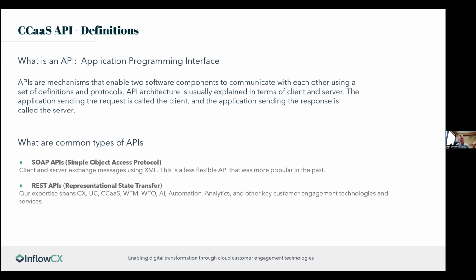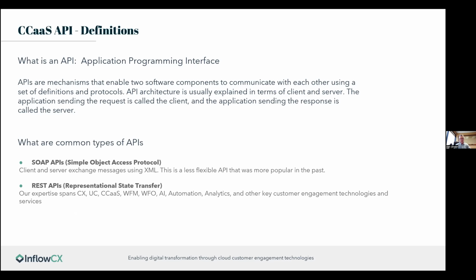But what is an API? Probably most people know it's an application programming interface. APIs are mechanisms that allow two software components to communicate with each other. And the benefit of APIs is there's a set of definitions, protocols, and standards around those that can be used across different services. So API architecture is usually explained in terms of a client and a server.